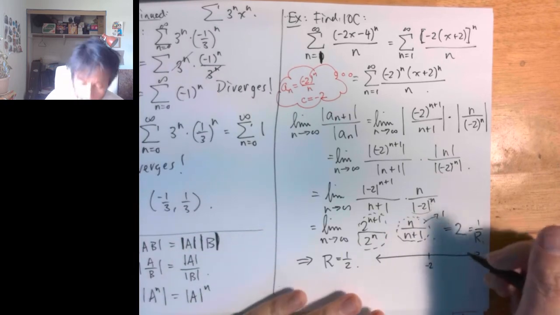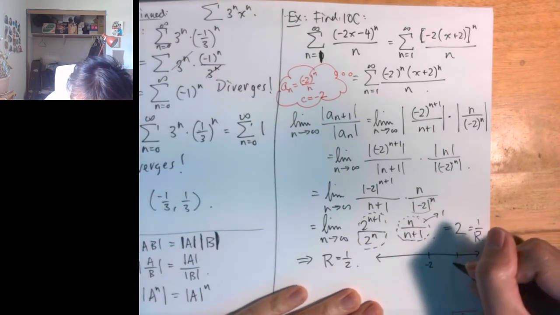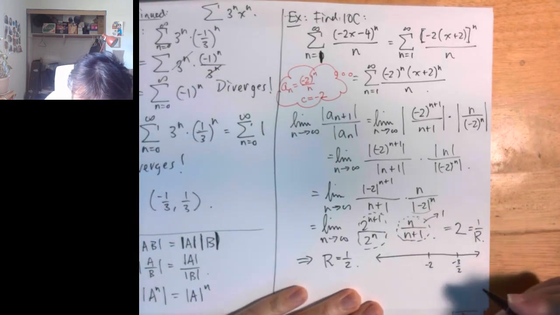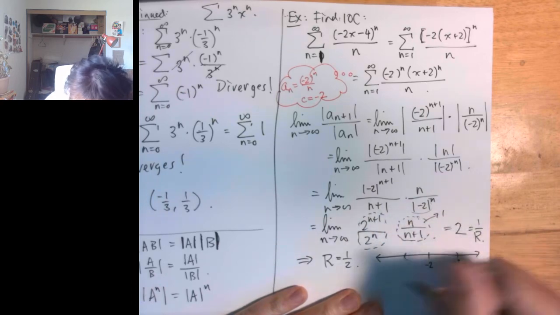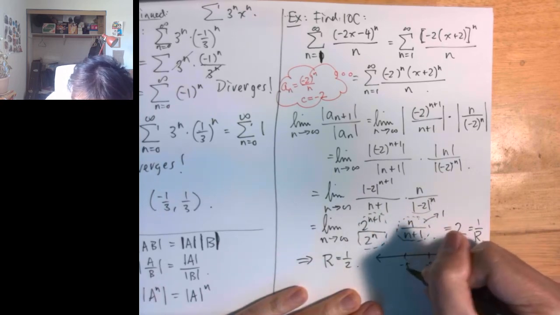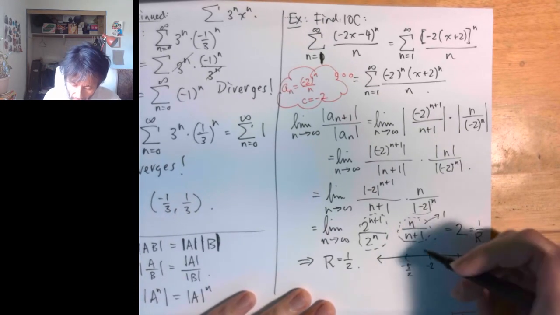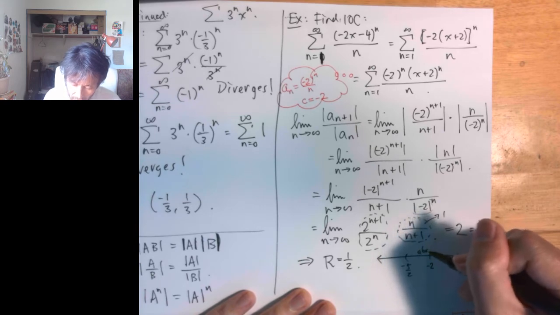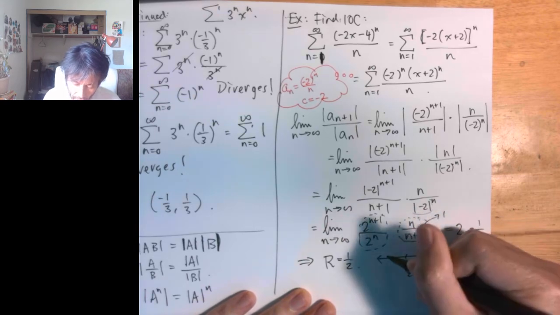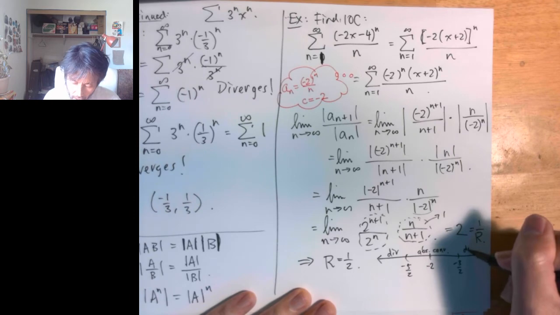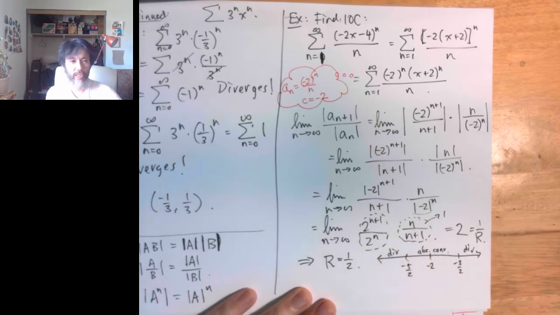If I add 1/2 to that, I get to -3/2, right? And if I subtract 1/2 from that, I get to -5/2. I hope I did that right. Arithmetic is hard for me. Yeah, I think that's right. And then what we have is absolute convergence here in the interior of this interval, but we have divergence outside. And you know what? We have a mystery at the endpoints.